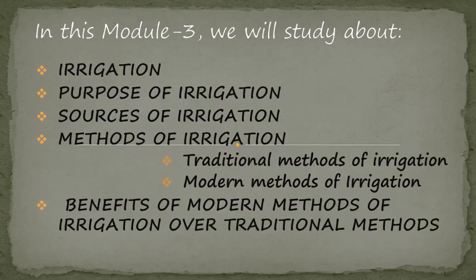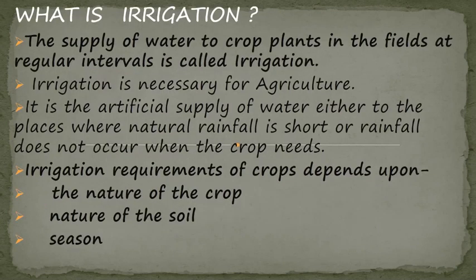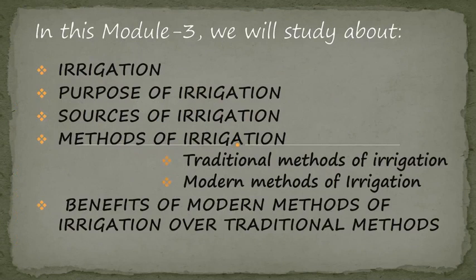Coming back to the present module 3, here we will study an essential agricultural practice, that is irrigation. We will study what is irrigation, what is the purpose of irrigation, what are the various sources of irrigation, the various methods of irrigation, that is traditional methods and modern methods, and we will study the benefits of modern methods of irrigation over traditional methods.